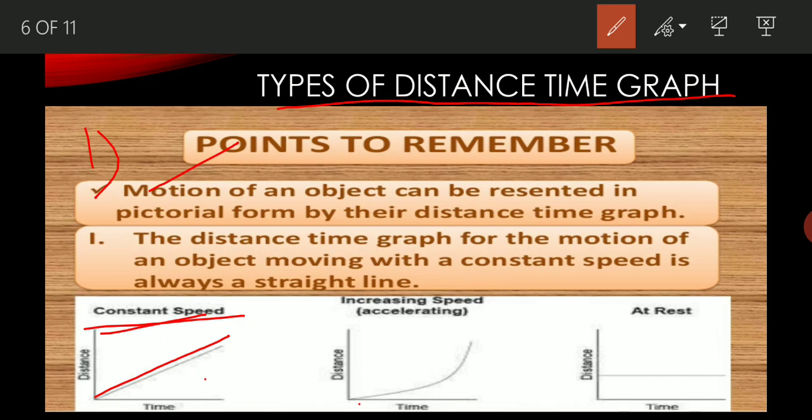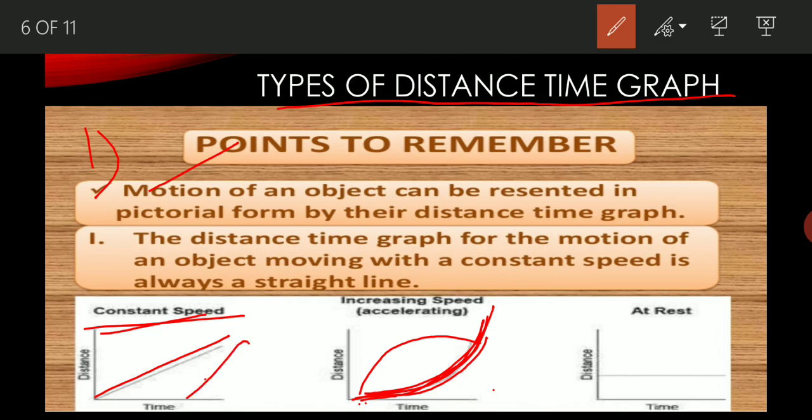Now if we get a curve on the distance time graph, as you can see here, this is the curve graph. So if we get a curve, it always indicates that the vehicle is moving with non-uniform motion, or you can say that its speed is changing. Clear? If we get a curve like this, we can say that it is decreasing speed, and if we get a curve like this, we can say that it is increasing speed.